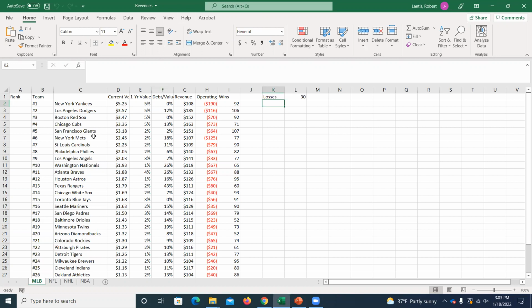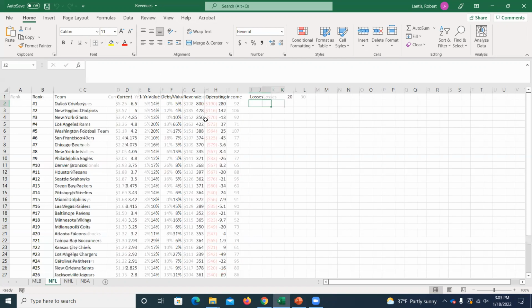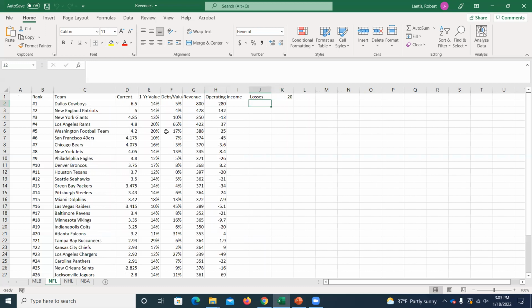So I just copied and pasted all the Forbes data. I also added in some wins for Major League Baseball so I could create those graphs that I was showing you earlier. You could do the same for the NFL, NHL, and NBA. I just didn't do that because I wasn't going to show you anything from it. But it gives you the current value, the percent change in the valuation of the team, debt to value ratio, and revenues, which I believe are in millions. You'll notice the valuation is in billions because valuation isn't just the next current year. It's just the value of the team.